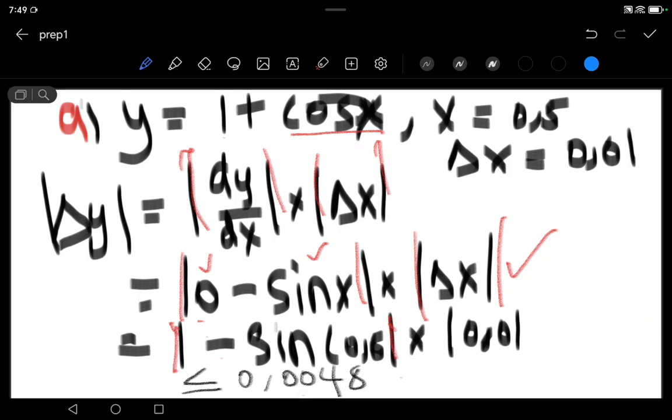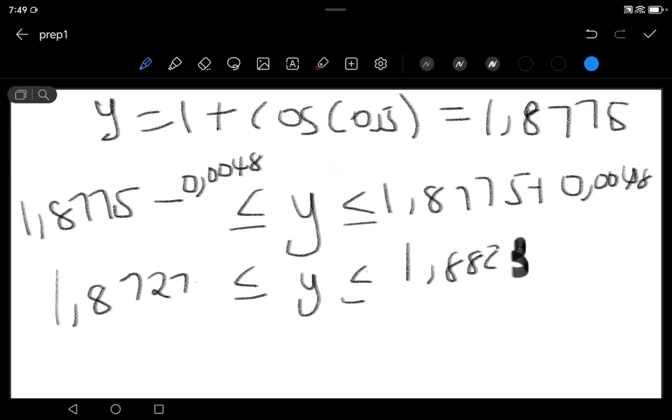And then after getting the answer, we're going to take our original equation. Okay. y equals 1 plus cos x. And then we substitute the value of x. This is what we did on this side. So it's y equals 1 plus cos 0.5, which we got 1.8775. Don't forget your calculator is supposed to be in radian. Okay, yes. And then we got the answer.